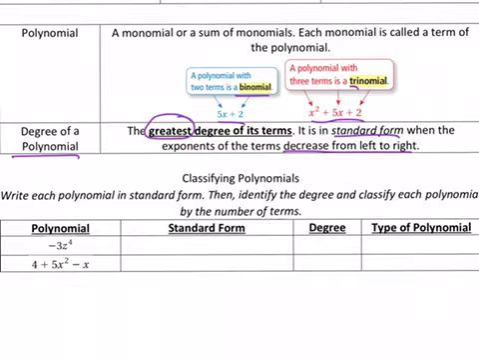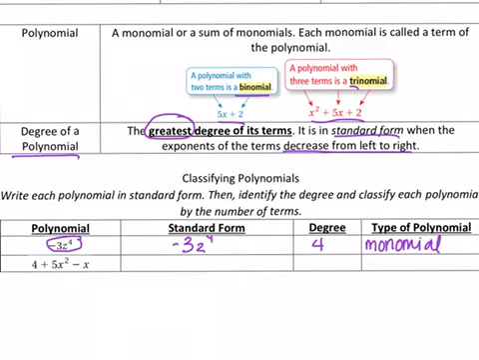It says to write each polynomial in standard form, then identify the degree, and then classify it. This first one is just one term, so in standard form it's the same thing. We just write it again: negative 3z to the 4th. The degree is the greatest degree of the terms, so our degree is 4, since that's the only degree we have. And since there's only one term, the type of polynomial is a monomial.